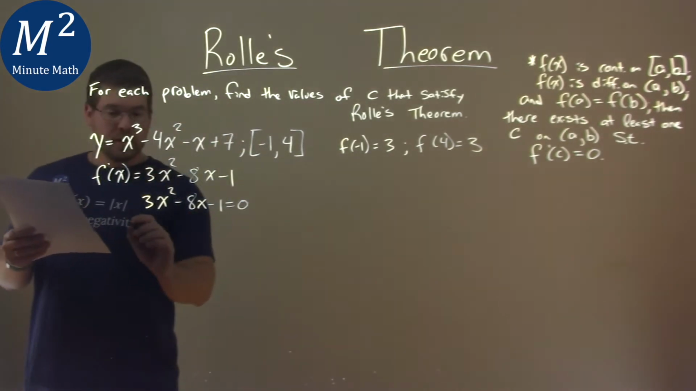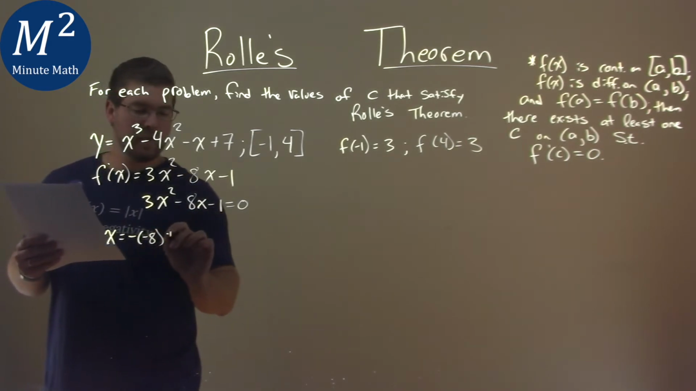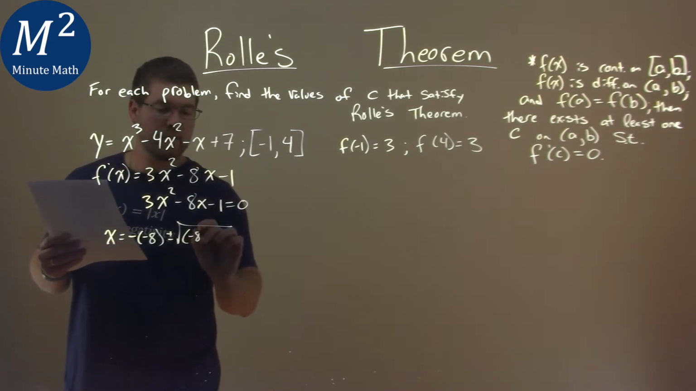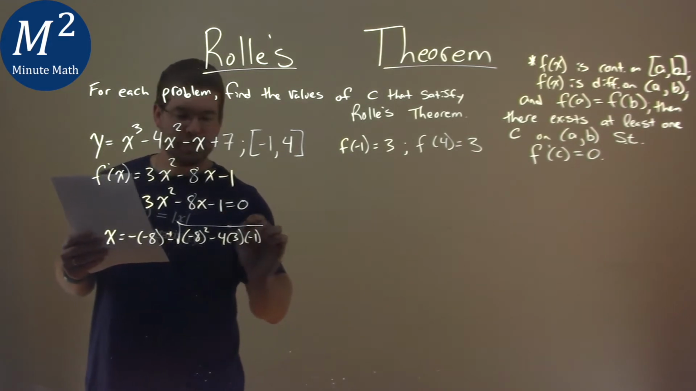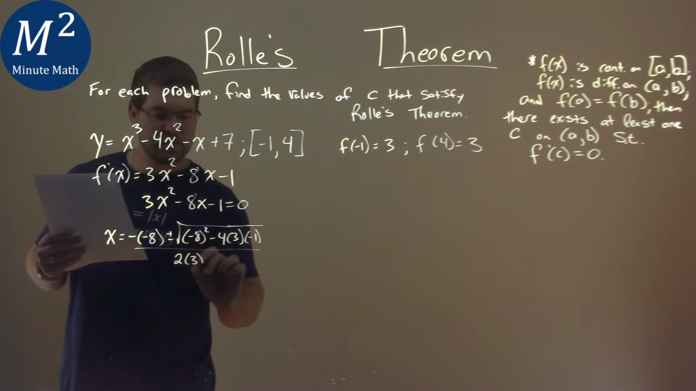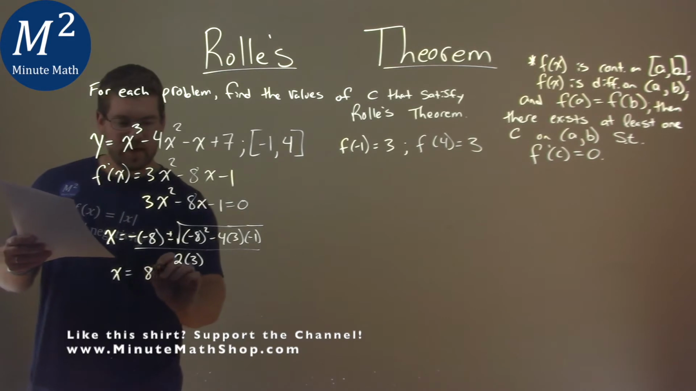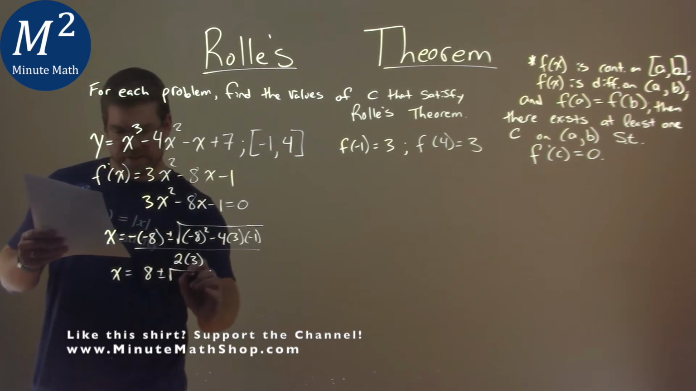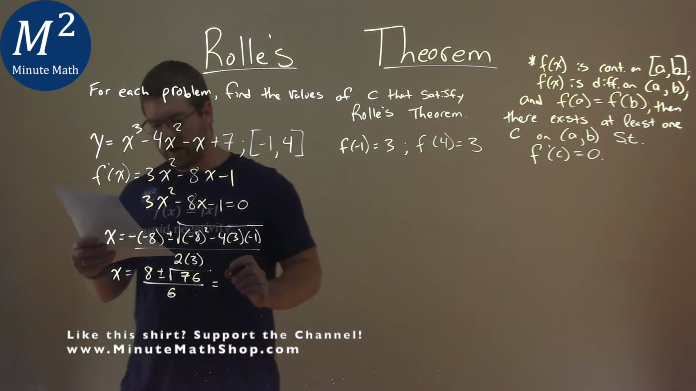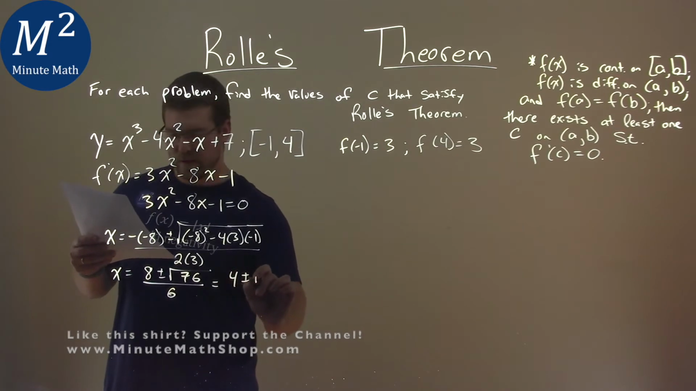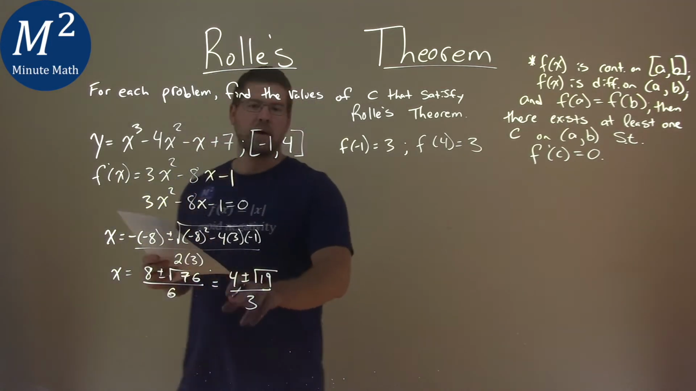I have to use quadratic formula here. So x equals negative b value, so it's negative 8, plus or minus the square root of b squared, negative 8 squared, minus 4 times a, which is 3, times c, which is negative 1, all over 2 times a, which is 3. That simplifies out to be positive 8 plus or minus the square root of 76 over 6. And this ends up simplifying out to be 4 plus or minus square root of 19 over 3. And so both of these values are actually within our interval.